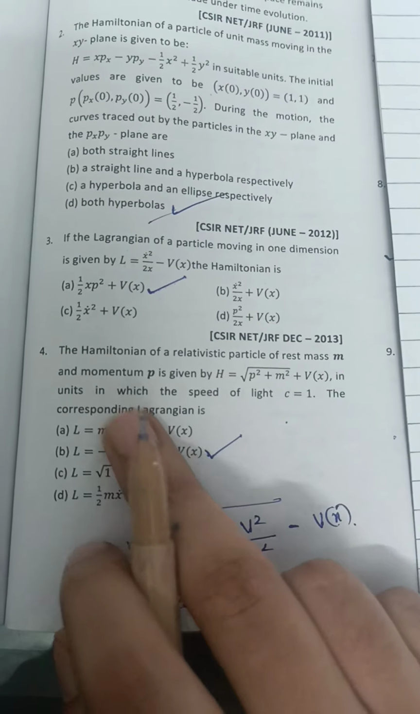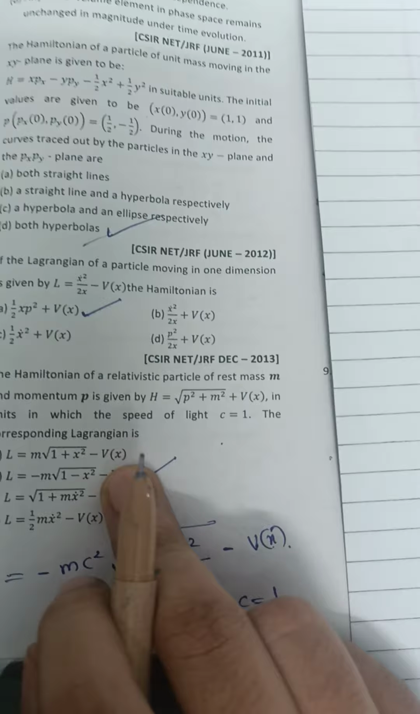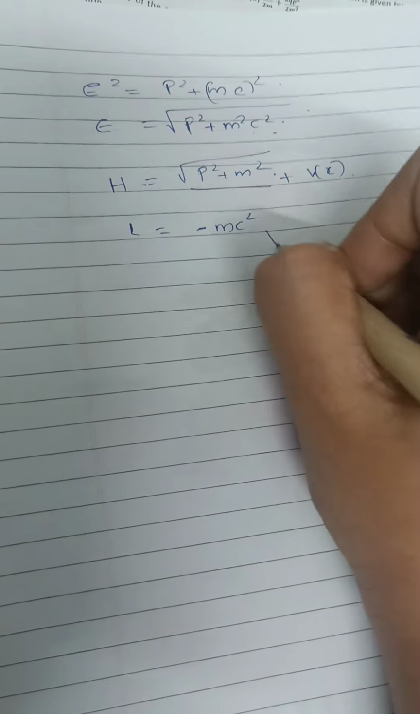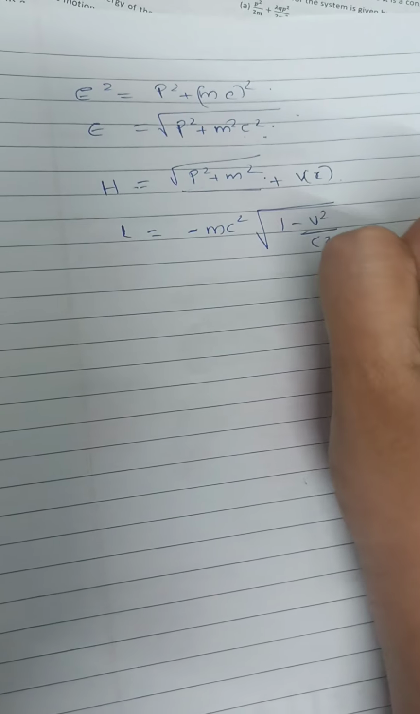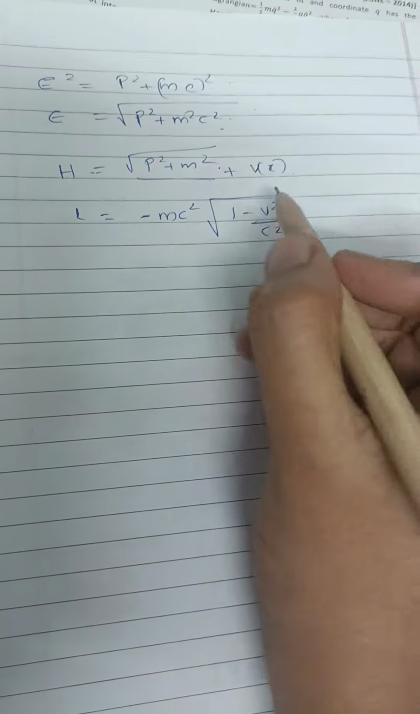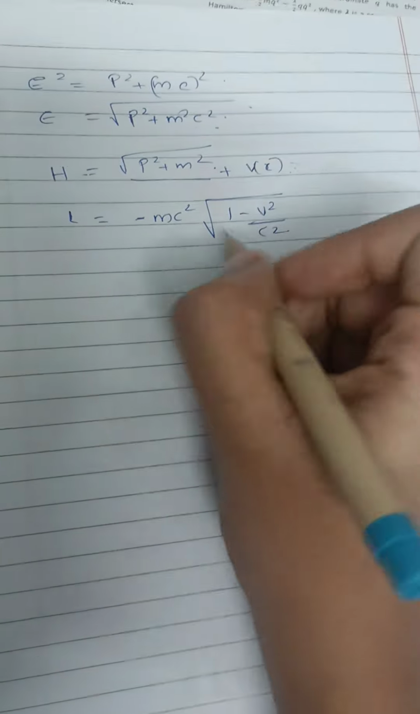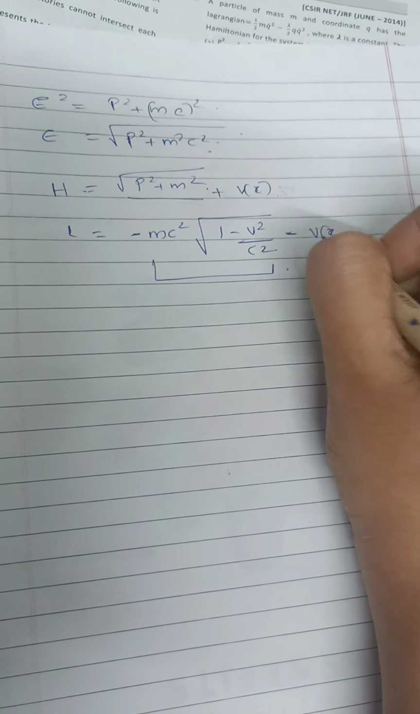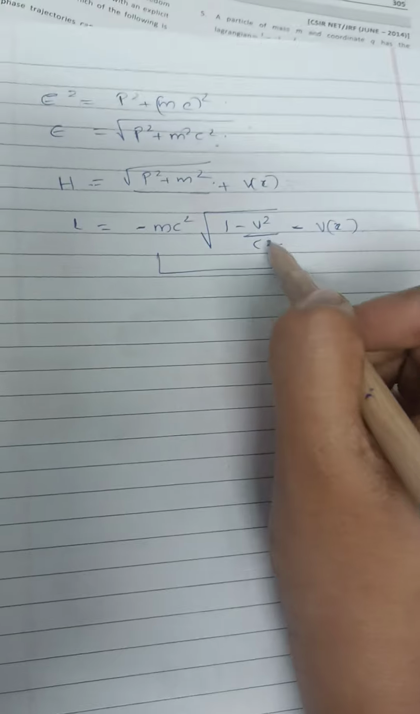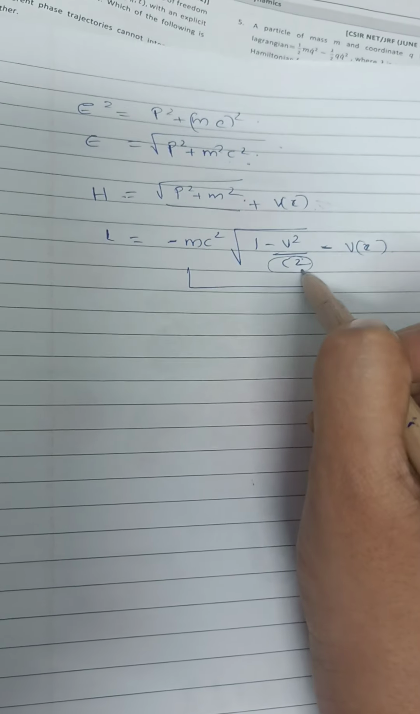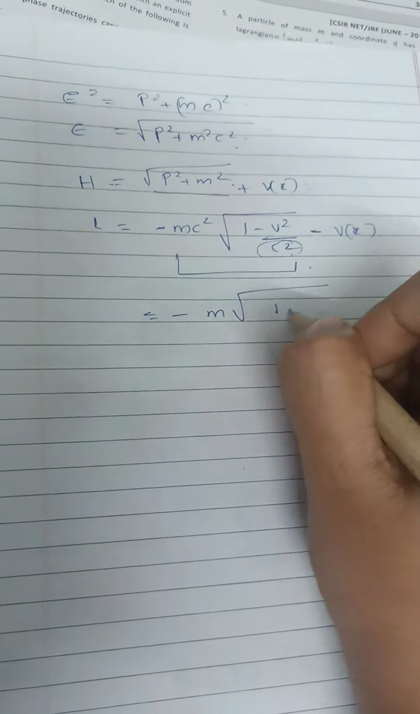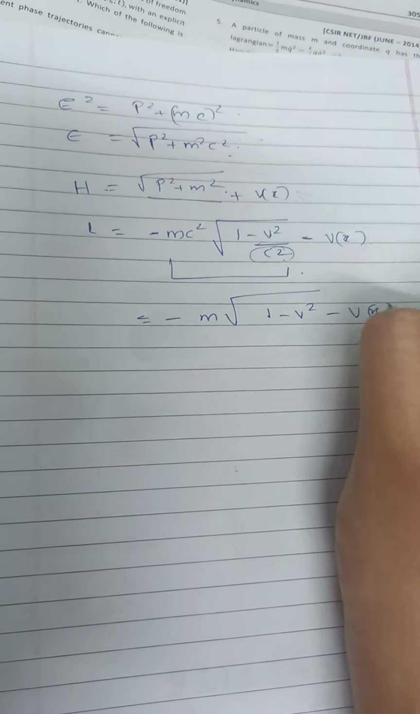So the corresponding Lagrangian will be L is equal to minus m c square root of 1 minus v square divided by c square. Here this is the kinetic energy part, and the potential energy will be V of x. We know that c is equal to 1 here, so the equation will be minus m root of 1 minus v square, minus V of x.